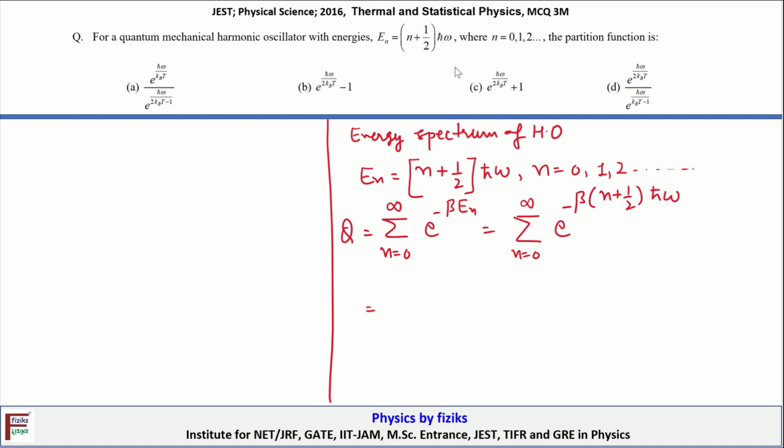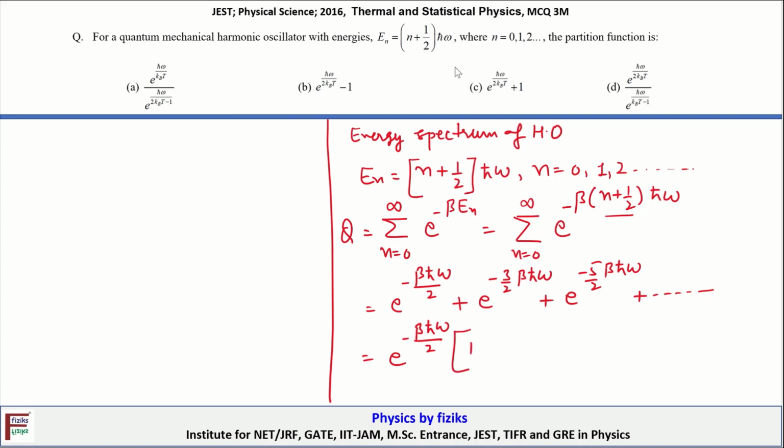So if n is equal to 0, we will have exponential minus beta h cut omega by 2, and then when n is equal to 1, so 1 plus 1 by 2, that will give us 3 by 2. So the second term will be exponential minus 3 by 2 beta h cut omega plus exponential minus 5 by 2 beta h cut omega plus so on. Okay, and this is equal to exponential minus beta h cut omega by 2 into 1 plus exponential minus beta h cut omega plus exponential minus 2 beta h cut omega plus so on.